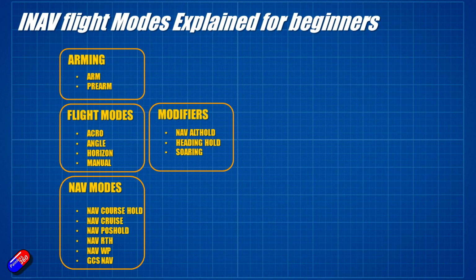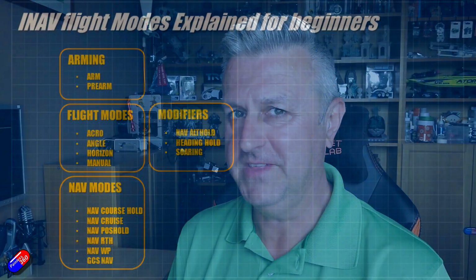Nav cruise, you can think of this as course hold that we've just talked about with altitude hold turned on as well. So as well as maintaining the direction, it's also maintaining the altitude. Now this used to be called 3D cruise in INAV 2.6 and earlier, but nav cruise is basically nav course hold with altitude hold as well. See, it is a bit complicated, but bear with me for this.